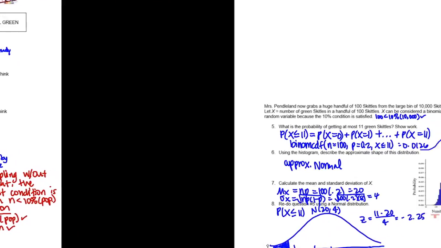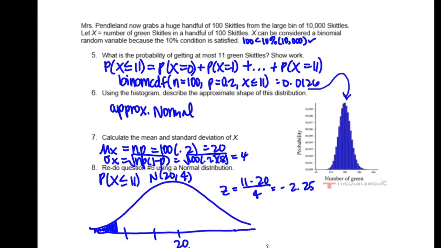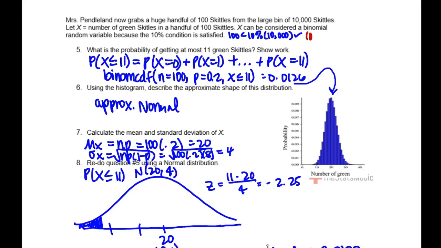All right, so here we use binomcdf. So here is where I check the 10% condition again. And then I use binomcdf here because of the less than or equal to. And I got 0.0126. If you look at the histogram, you'll see it looks approximately normal.